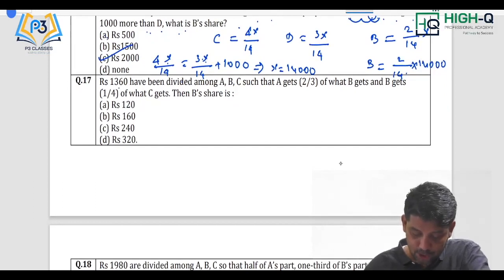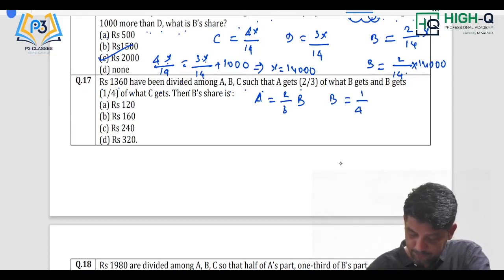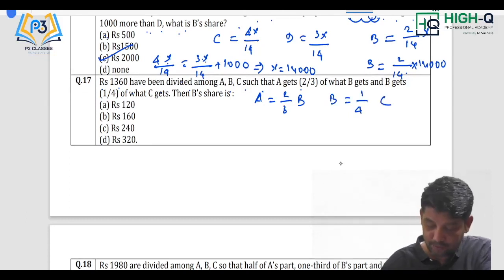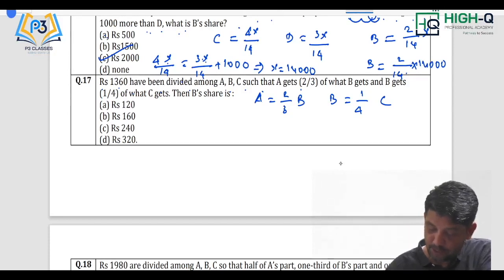Next step. 1360 rupees have been divided among A, B, C such that A gets 2/3 of B, and B gets 1/4 of C. Okay, 1/4 of C. Now, what is the question? Then what is B's share? Now, look at this. Can I say A by B is equal to 2 by 3, B by C is equal to 1 by 4? Is that right, my dear?